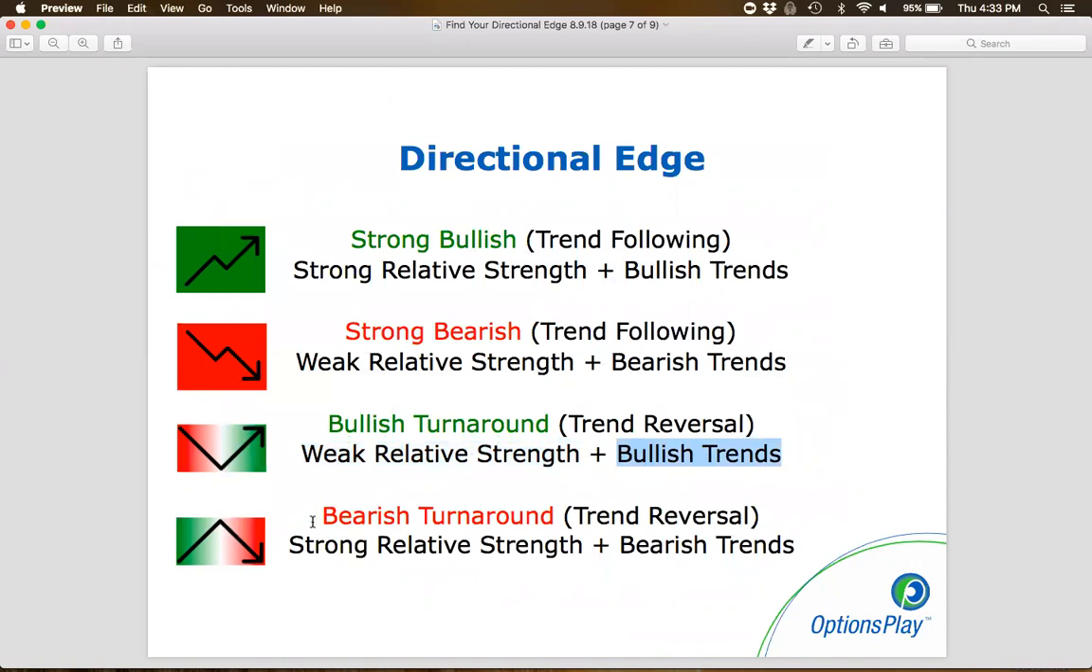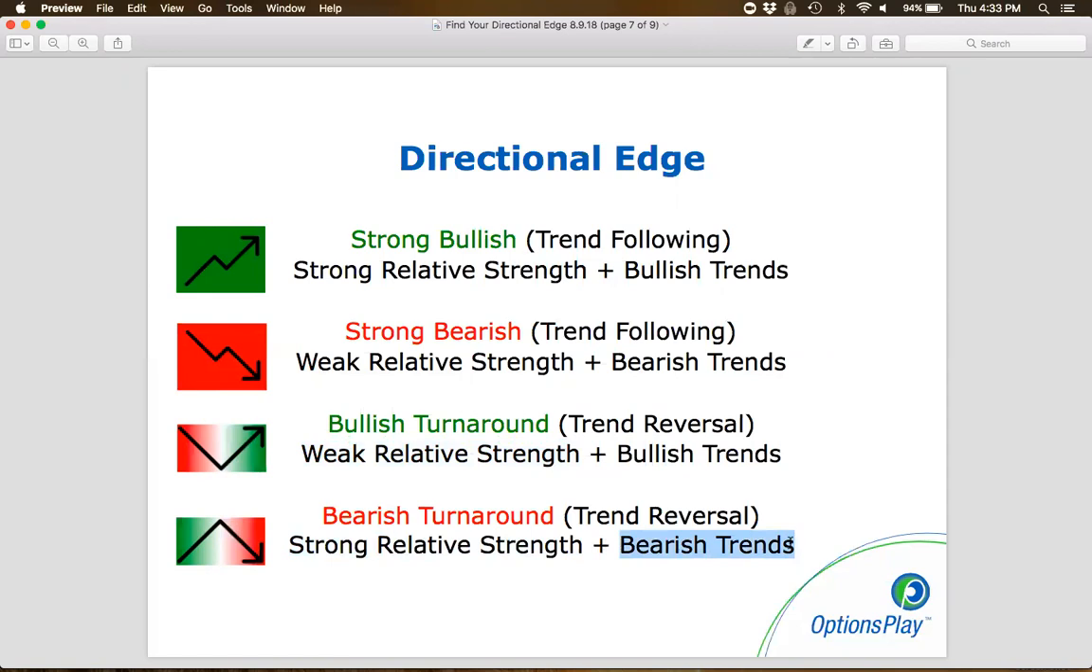Vice versa, bearish turnarounds are basically stocks that have strong relative strength. So these are stocks that have outperformed the overall market, but they're exhibiting bearish trends, telling you that even though they're outperforming the market, they're no longer continuing to outperform the market, and they're starting to turn around. So especially if you own these types of stocks, it might be time to take profits.